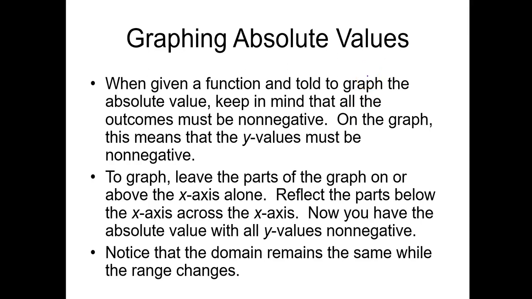Okay, so on to graphing absolute values. If you're given a function and told to graph its absolute value, keep in mind that all the outcomes must be non-negative. So all the y values have to be non-negative. To graph, anything that's on or above the x-axis, you can leave it alone. But take anything that's below the x-axis and reflect it across the x-axis. And now everything will have non-negative y values. Notice that the domain remains the same while the range changes.